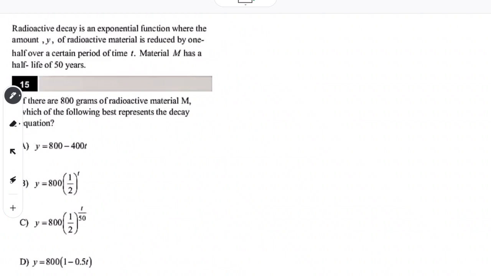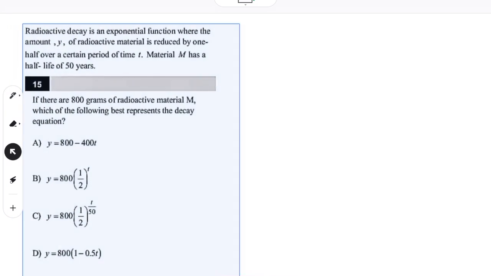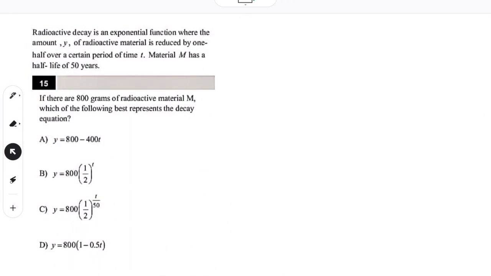Okay, so for this one, we need to know the equation for radioactive decay. This one you will have to just keep in your memory as well. So radioactive decay is P equals the initial amount, we'll call this A, times the rate, or the rate of the half-life, to the power of time divided by number of years.